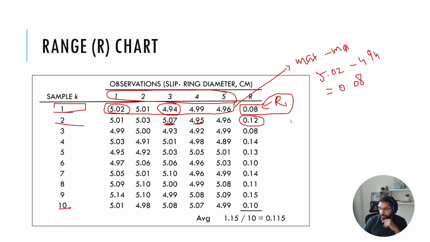So max minus min, this is my R2. So I find my 10 ranges, then I add all 10 up. The 1.15 is a sum of all of these values.